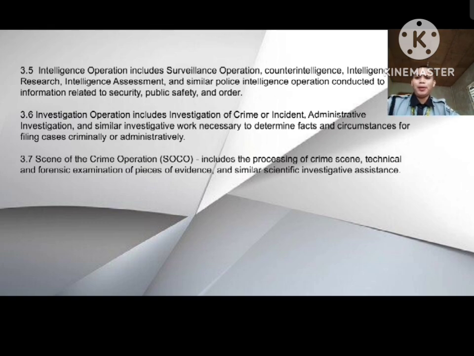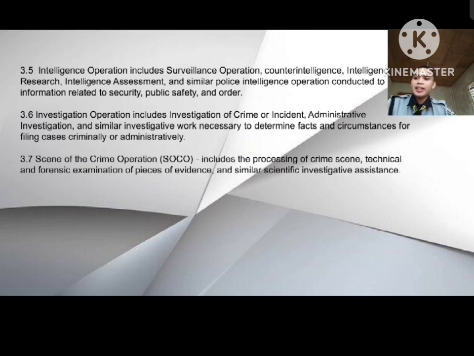So intelligence operation, as the word intelligence suggests, involves gathering and analyzing information that helps prevent crimes and maintain security. So this includes surveillance, counterintelligence, research, and assessment. The information collected supports police planning and decision making, allowing officers to take proactive steps to stop criminal activities before they happen. That is the purpose and function of intelligence.